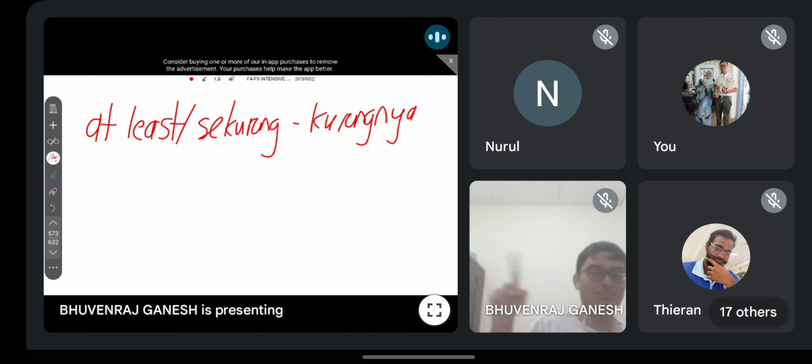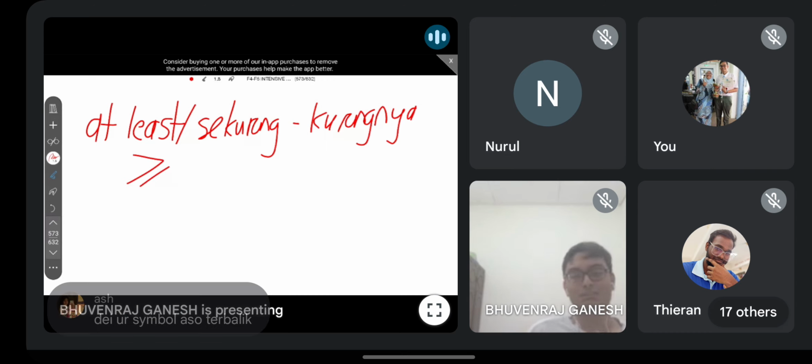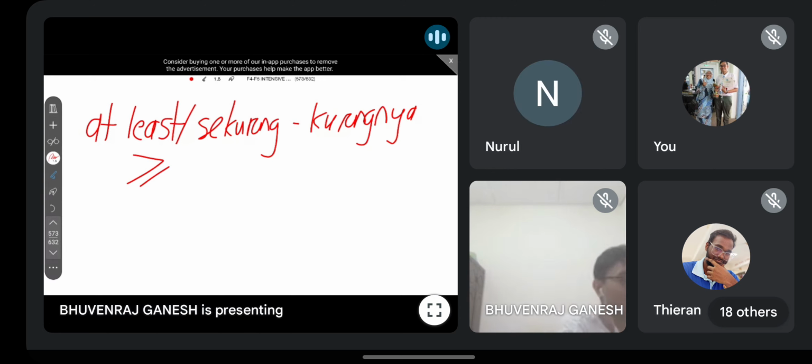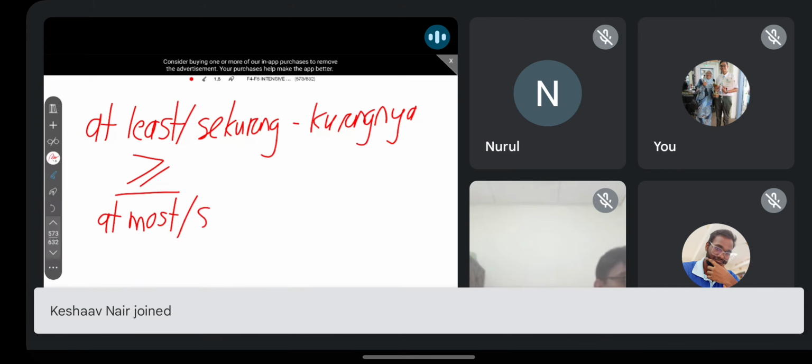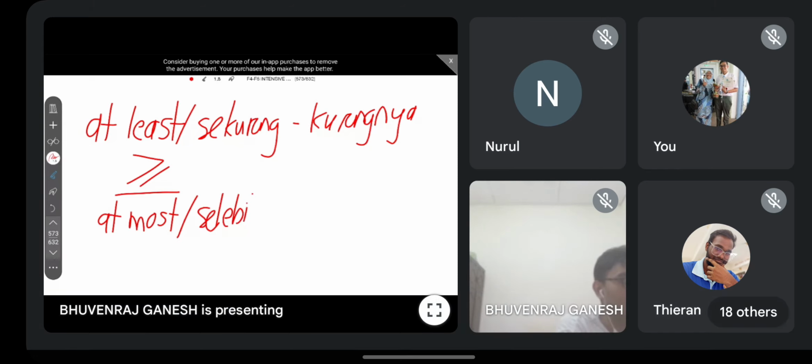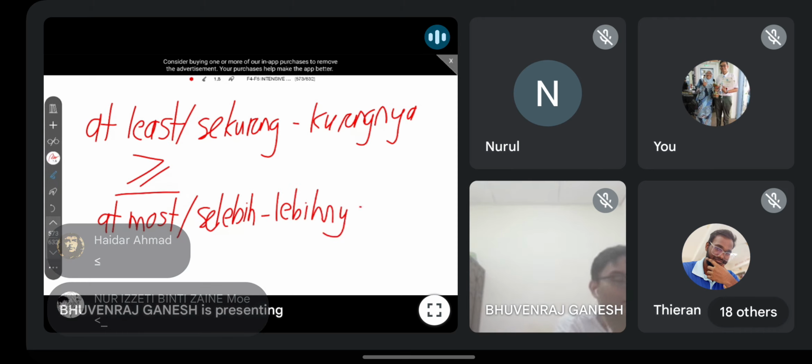Just now you put less than, you know. It's more than actually. So at least is this symbol. And then at most, or selebih-lebihnya. What is this symbol, guys? How is it for at most? Okay, now correct. Less than or equal to.